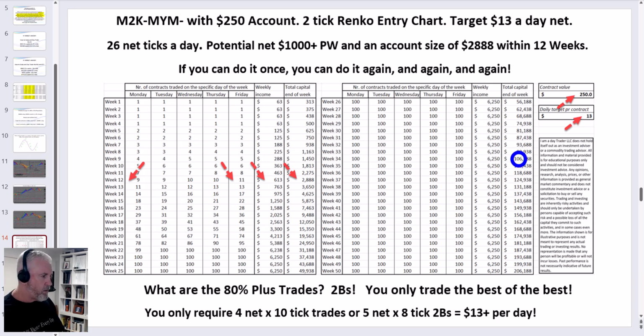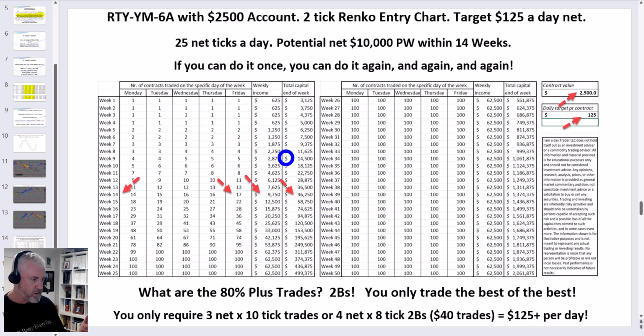Now, you can get going with as little as $250. If you go for just $13 a day, in 13 weeks you've got the money. You've got nearly $3,000. You can roll over and start trading the big contract. If you're trading a $2,500 account on the RTY going for 125, which is only 25 ticks, you truly have the potential of earning your 10 grand a week in 14 weeks.